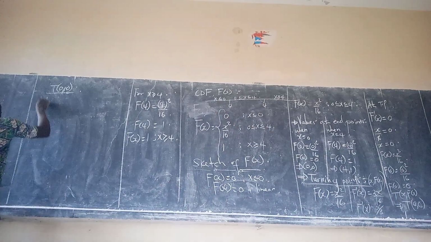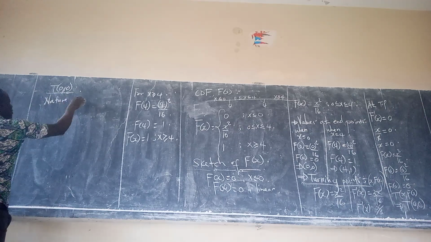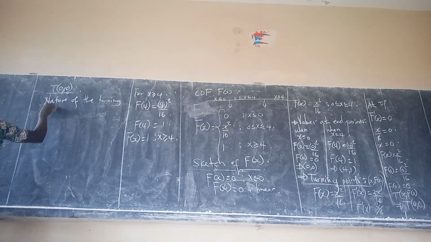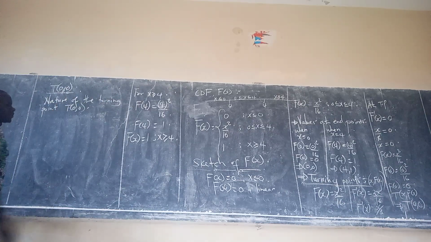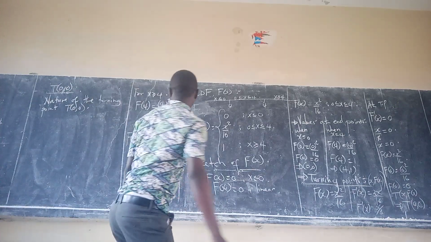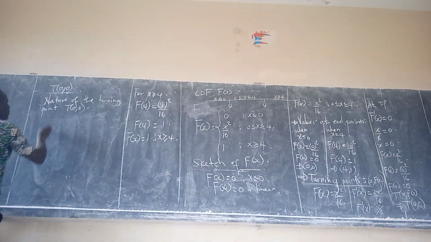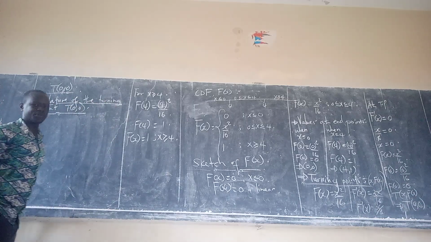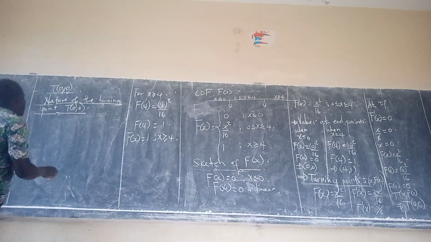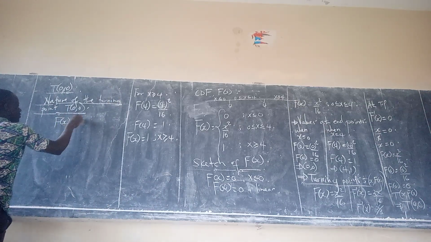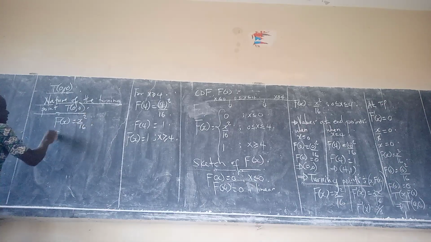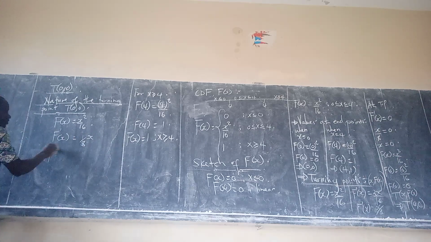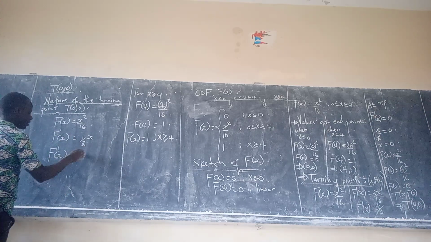We are now on the nature of our turning point. It is only one. So we are looking at the nature of the turning point, capital T, which is (0, 0). To get the nature of the turning point, you can use a table. If not a table, you can use the second derivative. So our capital F of x was x squared over 16. The first derivative of that was 1 over 8 x. Now F double prime of x is going to become 1 over 8.